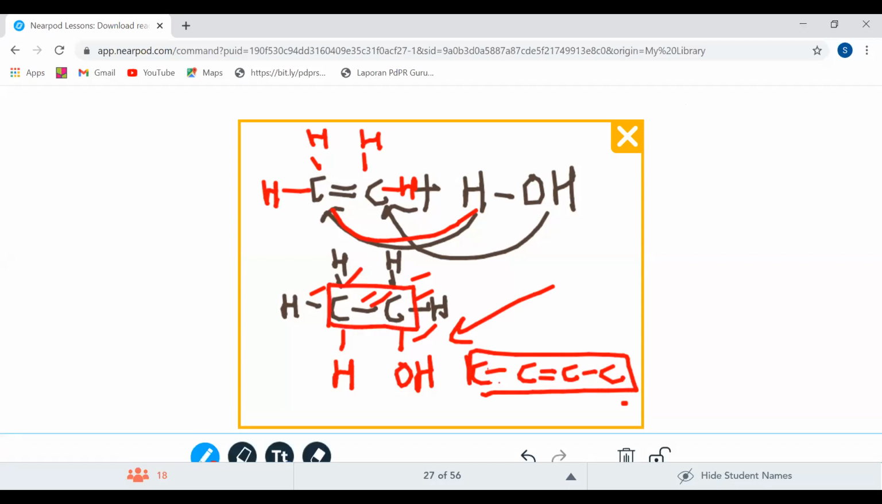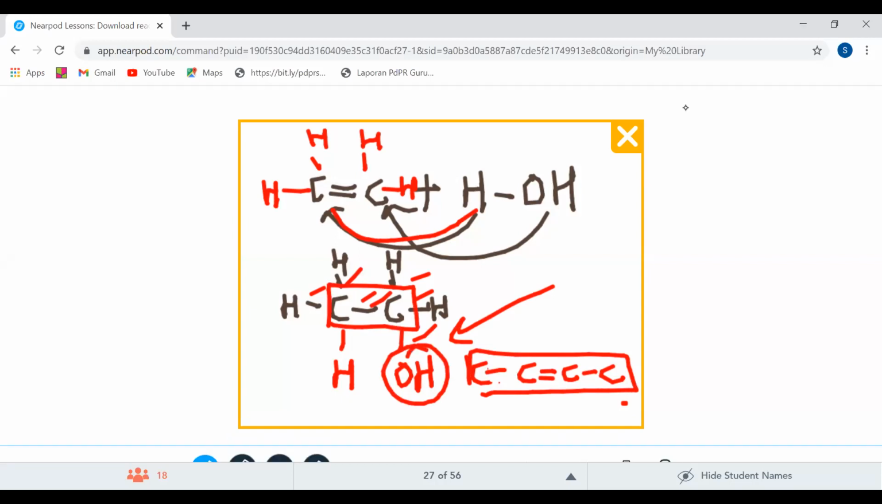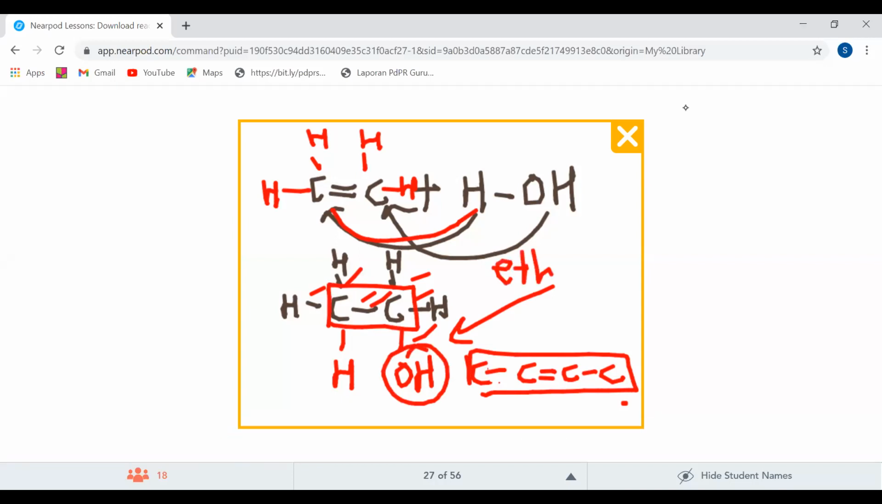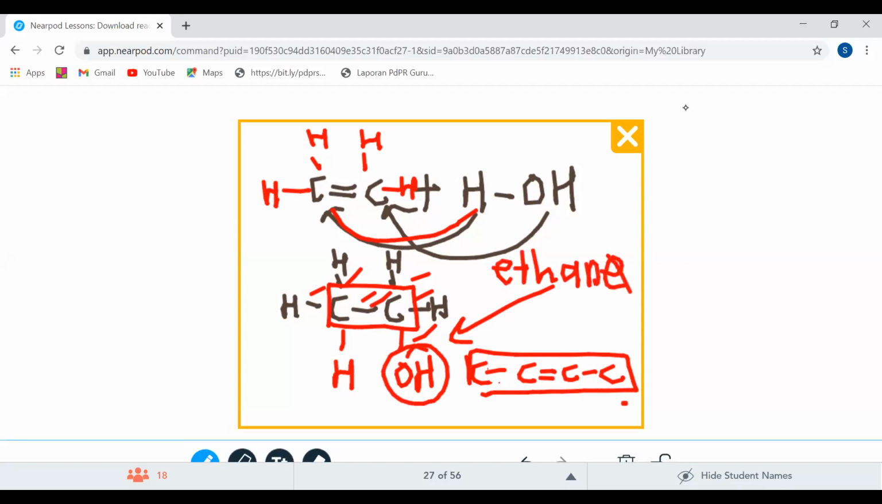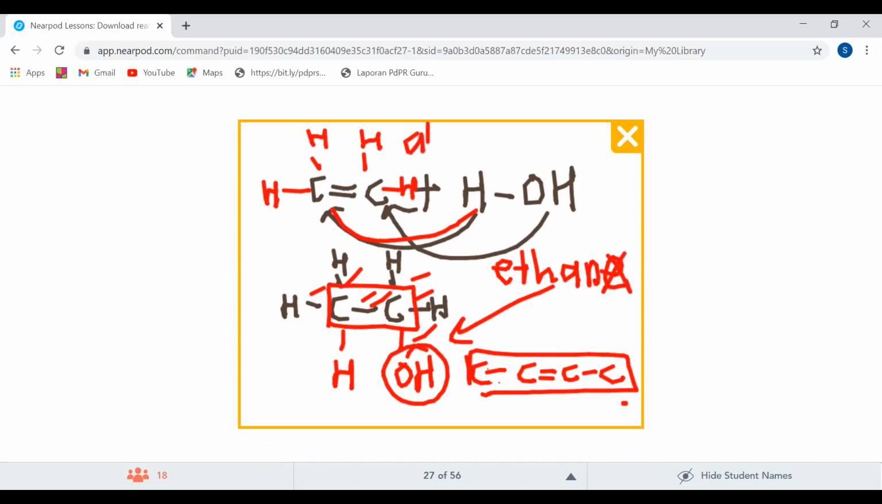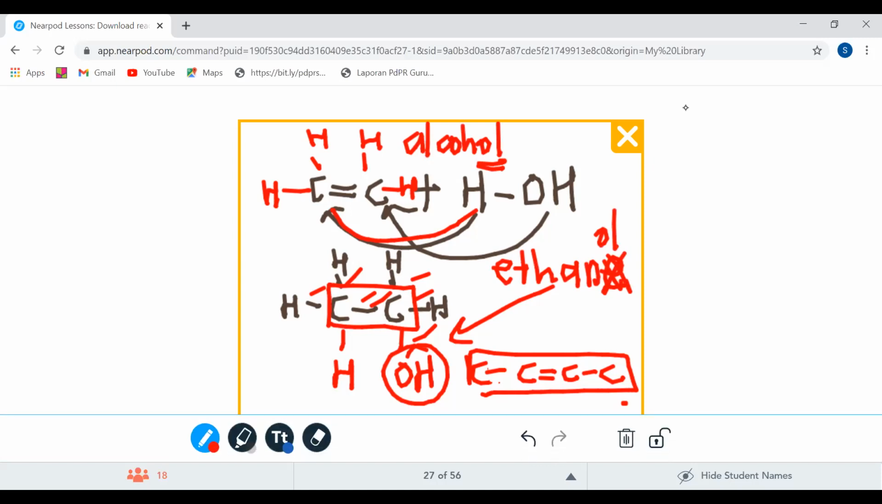So this OH is an alcohol group. Whenever I have alcohol, first I will write down, I have ethane here. This is 2 carbon ethane. Then I take out the E. Alcohol, I'm ending with OL. So I take out the E and I put in the OL. So ethanol. That's all, because I only got 1 OH.